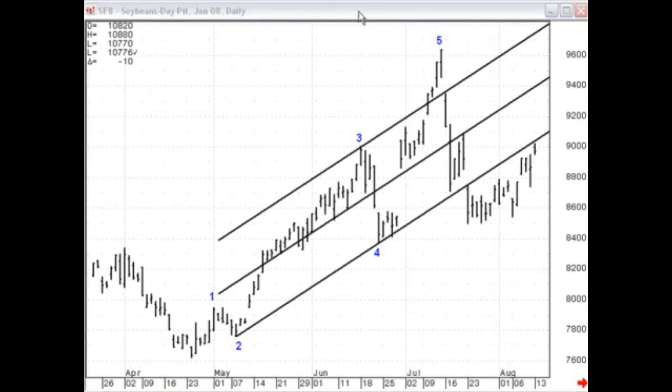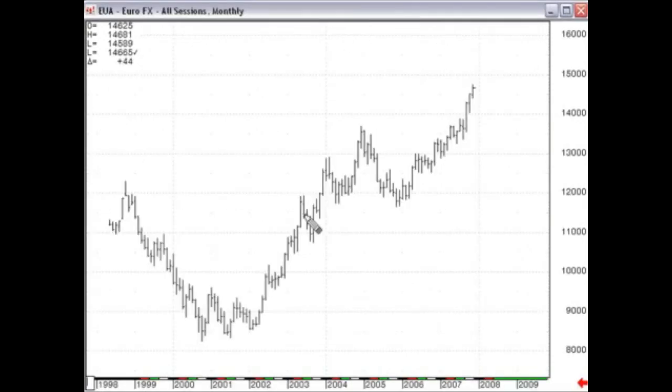and I'll show you again just to make the point clear. Okay, I'll outline the waves. Wave 1, wave 2, wave 3, wave 4, and as you can see, a developing fifth wave move here.